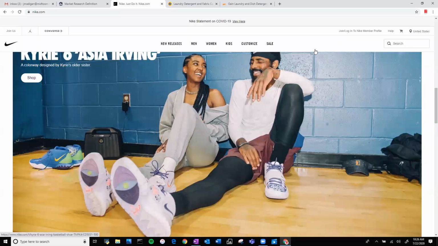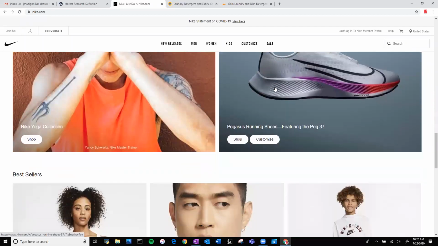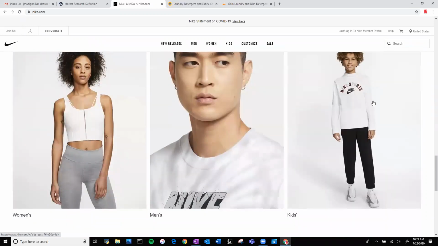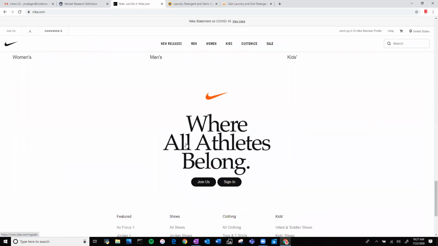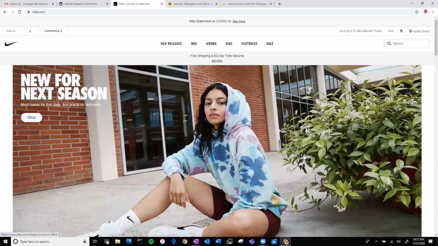When we go over to Nike, it's all about the athletics, right? We have yoga over there. Running shoes again. Nike Sports, where all athletes belong. All that Nike is trying to do with their marketing is push that they are the athletic clothing and shoe brand. Adidas is trying to say, yeah, we're a little bit sporty, but we're the trendy clothing and shoes brand. Nike, the sporty clothing and shoes brand.